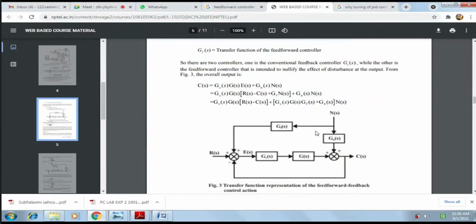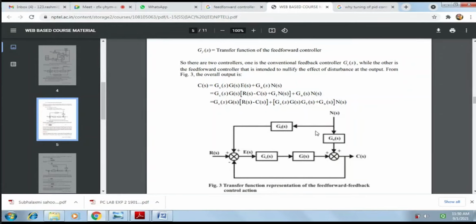Just a minute. This one. See here, your disturbance transfer function is given to you, GD. And the process transfer function is given with you. Then your feed forward transfer function is nothing but equal to minus GD(s) by GP(s), that you have to find out by calculating this. You can go for this equation also, the same thing, nothing but this is the transfer function of the disturbance, and this is your GC(s), and this is G(s), and you're going to find out the feed forward transfer function.